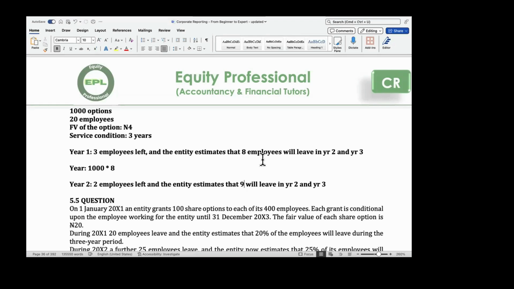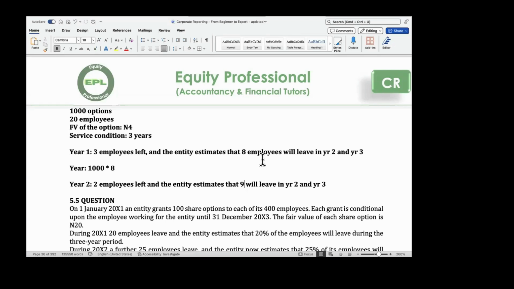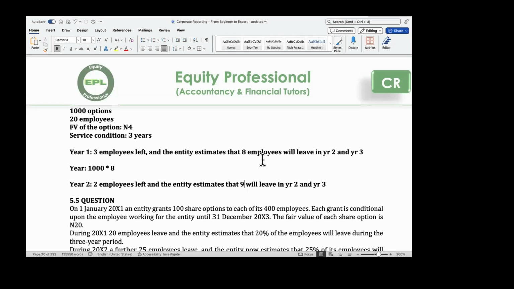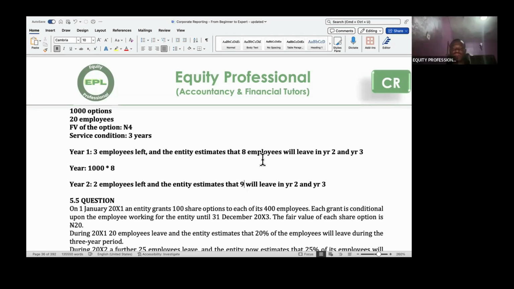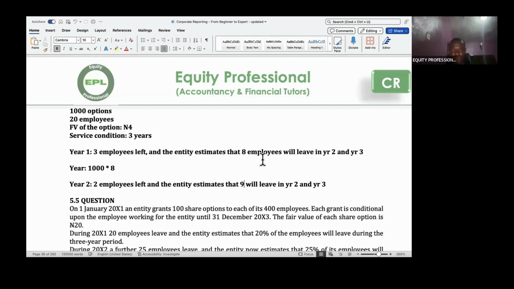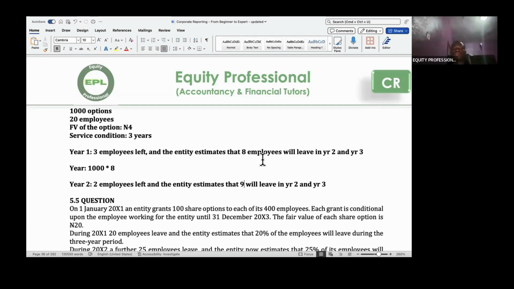Should we include year 1? Yes, you have to. We need it over the 3 years. A total of 14 will leave over the 3 years. So you are saying 6 will not leave, Abi? Yes, 6 will vest. That's wrong. So it is 12 that will leave, so 8 will vest. That's correct.